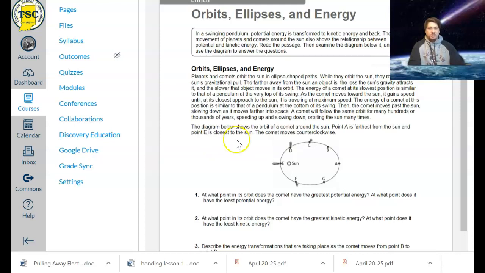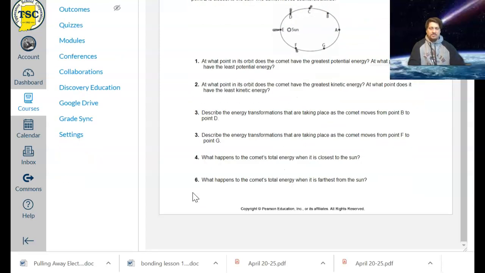Use that information. You can also read back up here; it gives some clues to the answer. When you are done with this, you're going to go to Submit Assignment and write the answers. So for 1, write down at what point it has the greatest potential, and at what point it has the least potential, and answer the remaining questions in the same manner. There are 6 of them here.